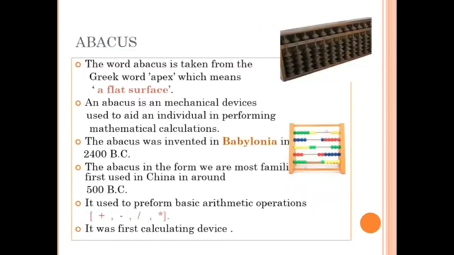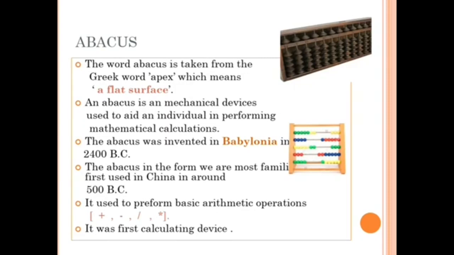The next one is the abacus. Nowadays also children use the abacus to count values by using small beads. Did you see the abacus in this picture? The word abacus is taken from a Greek word which means a flat surface. An abacus is a mechanical device used to aid an individual in performing mathematical calculations. In the olden days, merchants, that means traders, used the abacus to count their items when they wanted to buy or sell their goods.